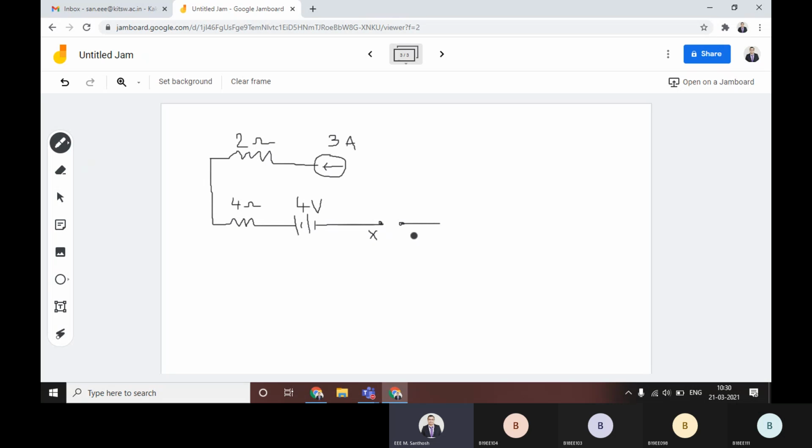This is X and this one is Y, for suppose. And there is another voltage source and resistor connected this way. This is 12 ohm. This is 6 volts. Find the value of Vxy, the voltage difference between these 2 points. Your time starts now.